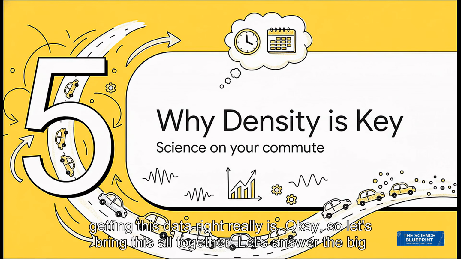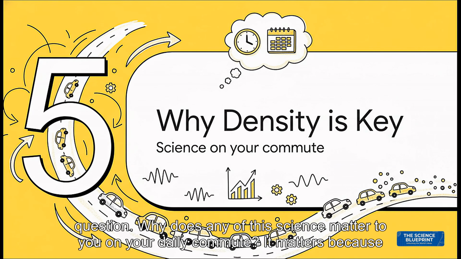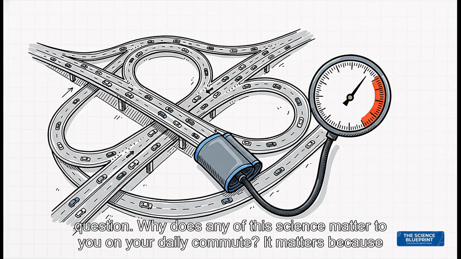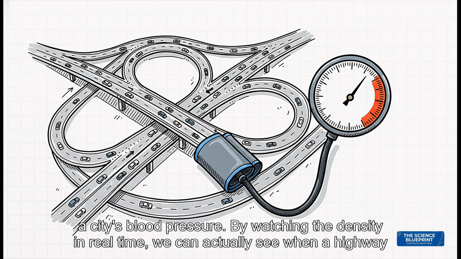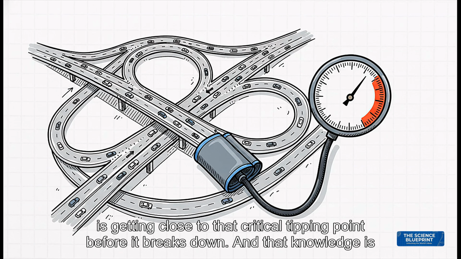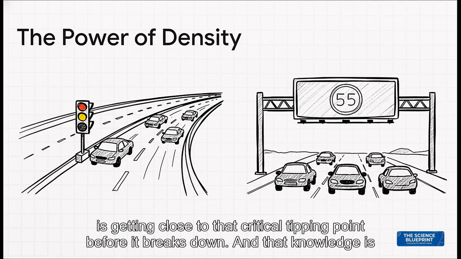Okay, so let's bring this all together. Let's answer the big question. Why does any of this science matter to you on your daily commute? It matters because density isn't just some number for academics. It's a diagnostic tool. Think of it like taking a city's blood pressure. By watching the density in real time, we can actually see when a highway is getting close to that critical tipping point before it breaks down. And that knowledge is power.